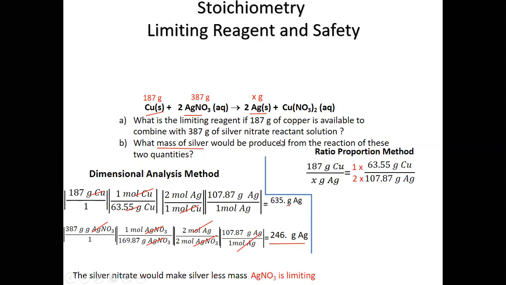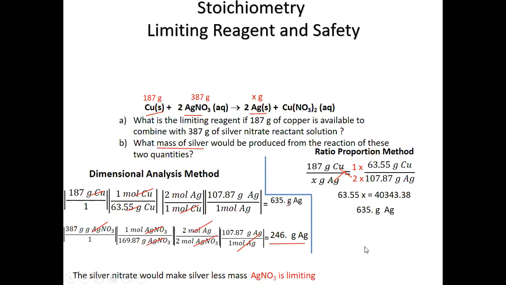Coefficient of 2 for silver, cross multiply, x times 1 times 63.55 equals 2 times 187 times 107.87. That turns into an equation. The equation looks in this form. Divide each side by 63.55. We get 635 grams of silver from the other strategy, just like we did for dimensional analysis.